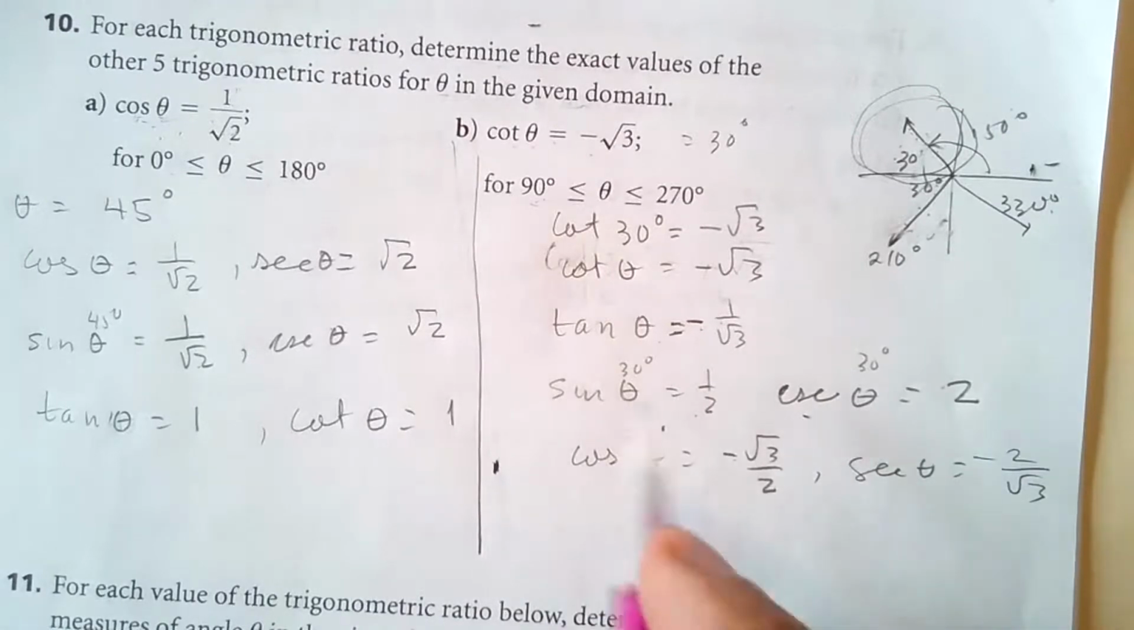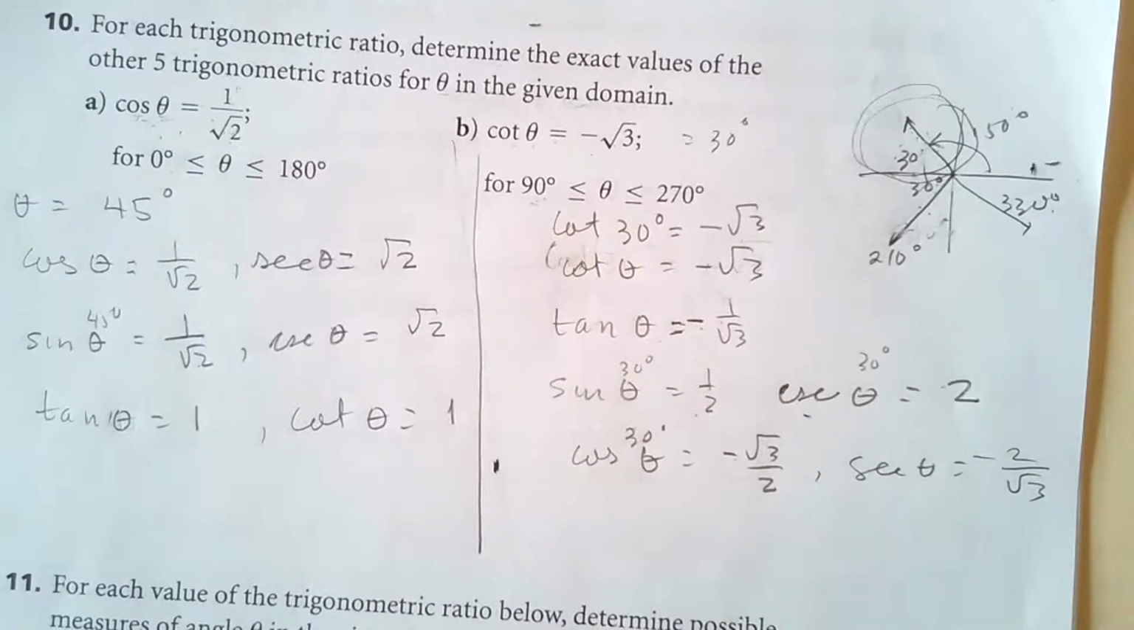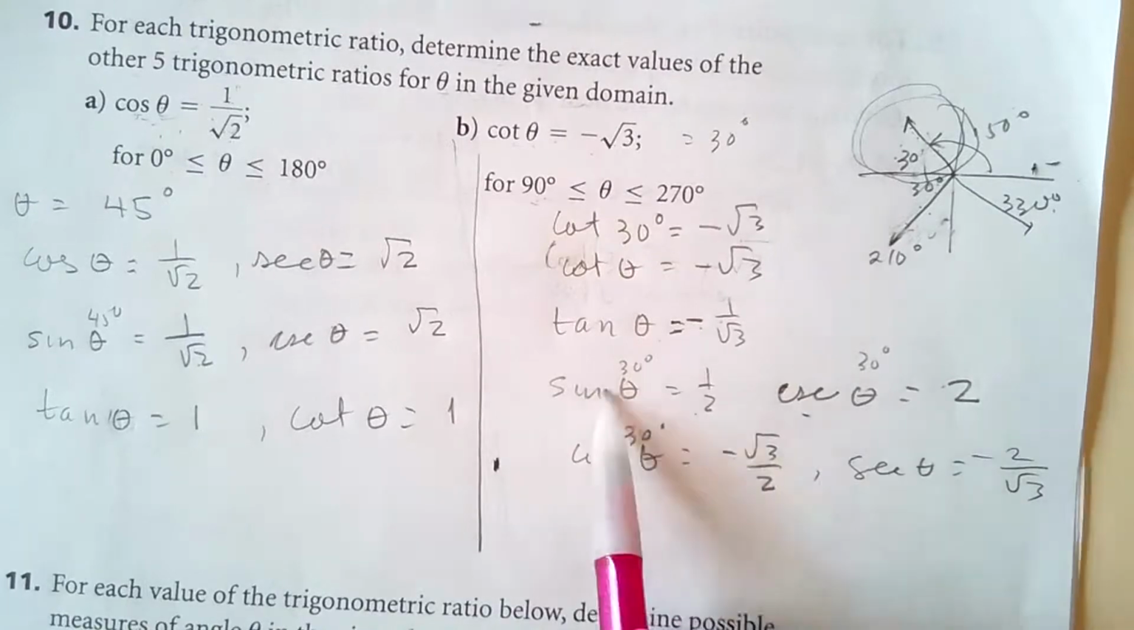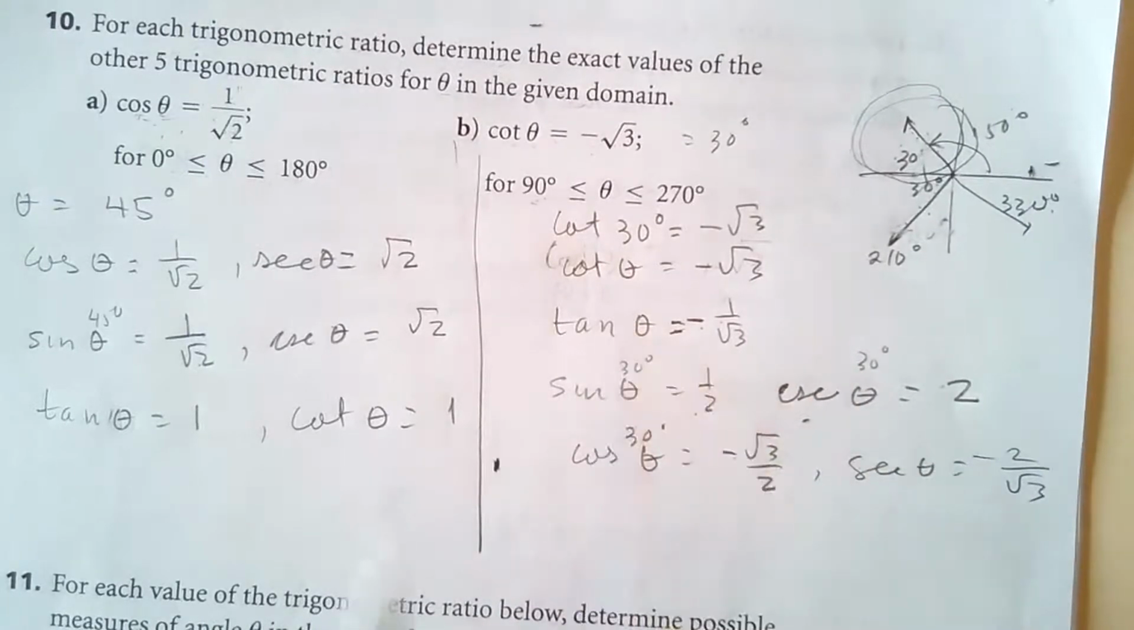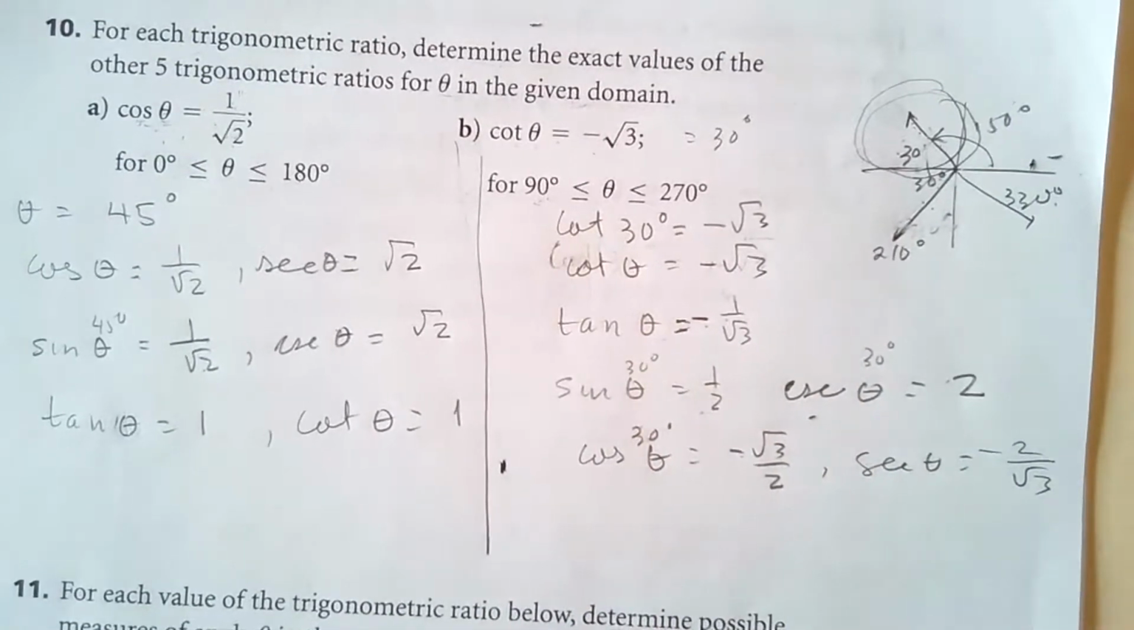Okay, so those are your 5 trig ratios. So we have 1, 2, 3, 4, 5. So we can highlight those.